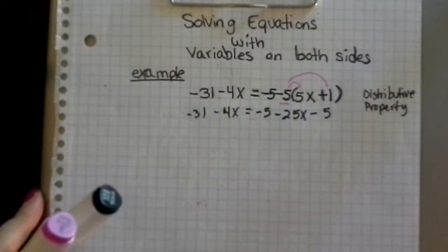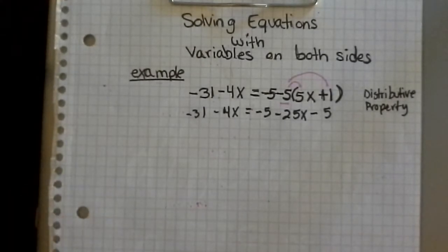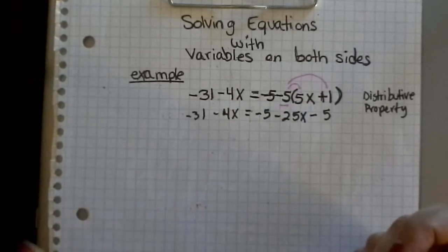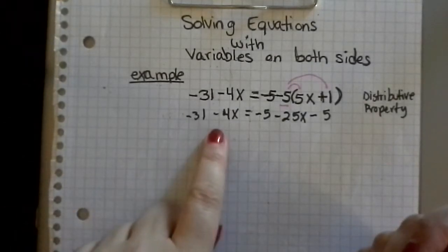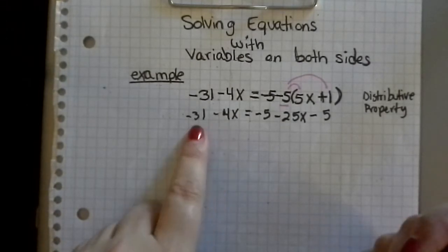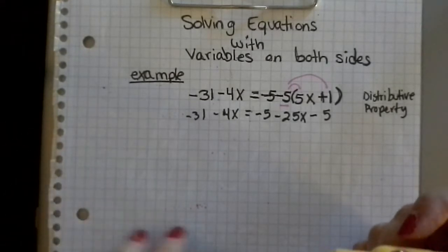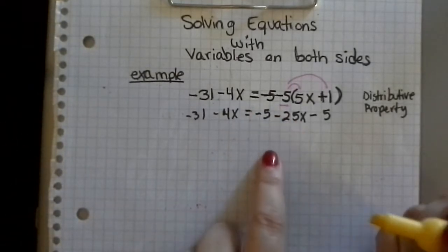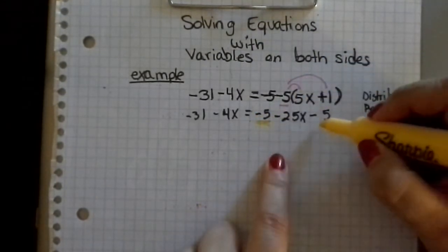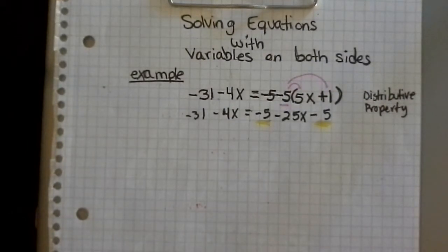It's a little blurry. Let me see if I can zoom it. There we go. And then we look at combining like terms. And our like terms, if we have any like terms on the left, which we don't, this is a negative 31, this is a negative 4x. Notice this one doesn't have a variable and this one does, so therefore they're not like terms. They don't have the same variable to the same power. Then I look at the right side of the equation and I see that I have these like terms here, the negative 5 and this negative 5, so I need to combine those.